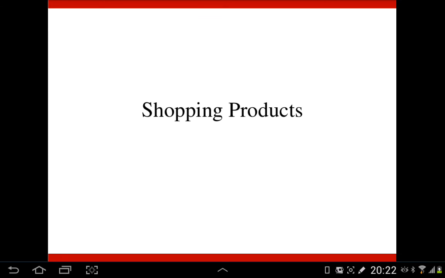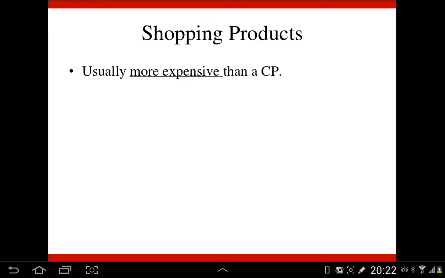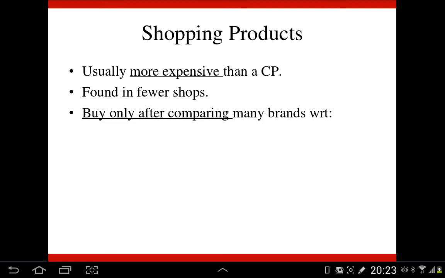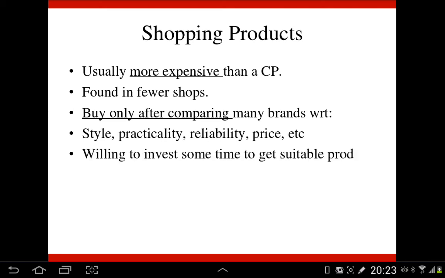Okay, then we look at shopping products. As I said, these are the ones that require a bit of shopping around. They're usually a bit more expensive than convenience products. They're found in fewer shops. And you usually only buy them after comparing a few brands. We're thinking about shoes, clothing, and so forth. You shop around, you check out which running shoe or sports shoe is going to be the best before you buy. Usually you'll look at things like style. Is it going to match my style? Is it practical? Is it reliable? What are the different prices? Usually these are products that you keep for a longer period of time, whereas convenience products you usually use up very quickly. And you're therefore willing to invest some more time to buy a suitable product.